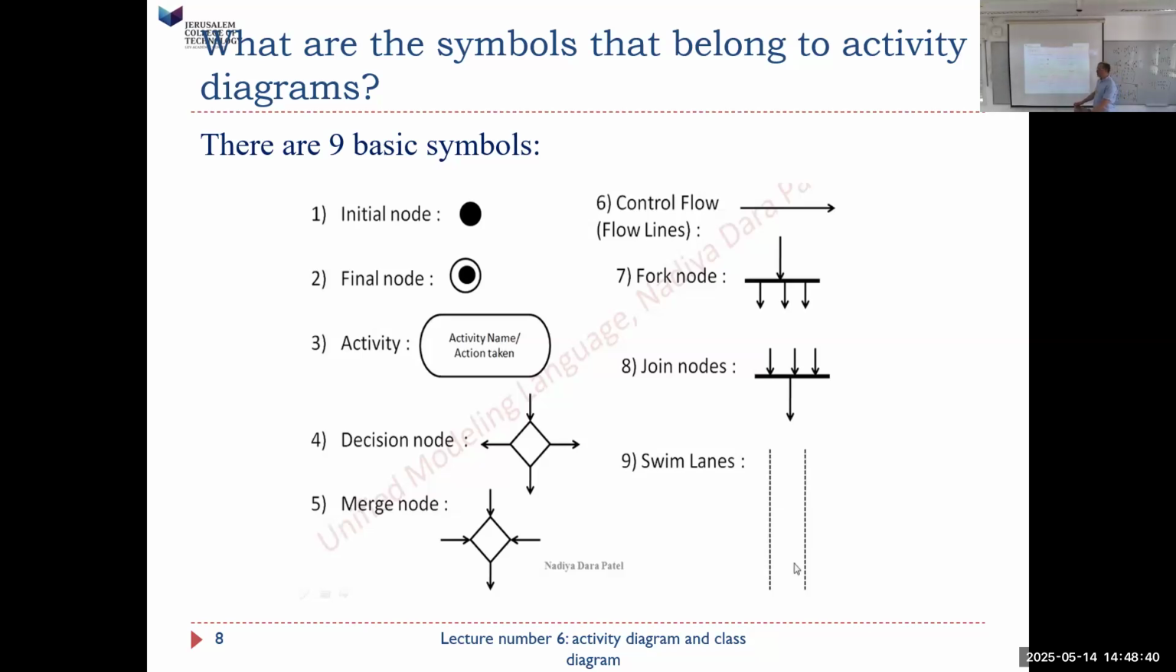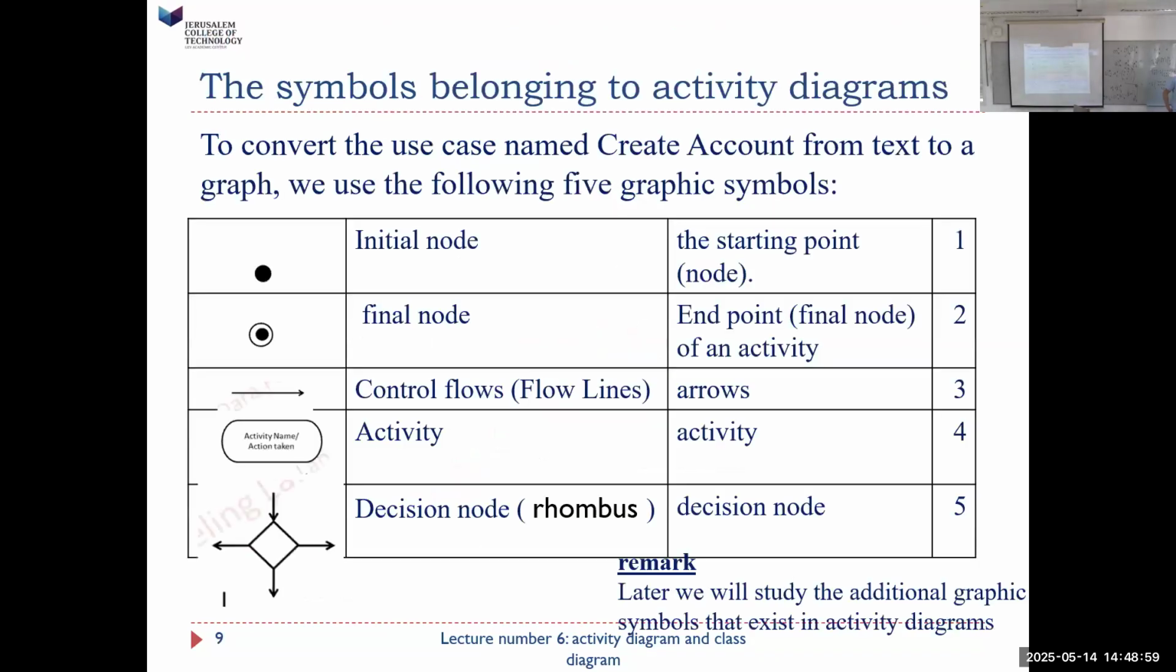And then its mate is a join, which says wait for three different lines of fork flow, and only when they all finish should you proceed further. Swim lanes, we'll talk about that later. Okay, so here is kind of what I just explained.